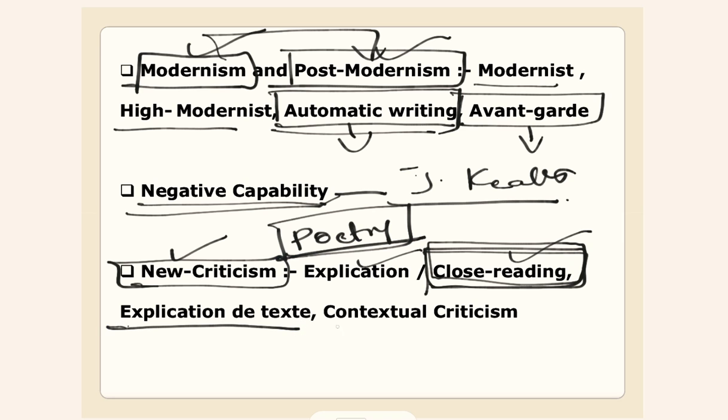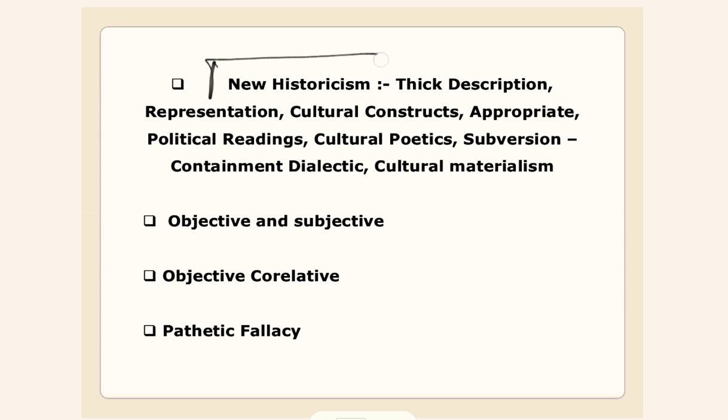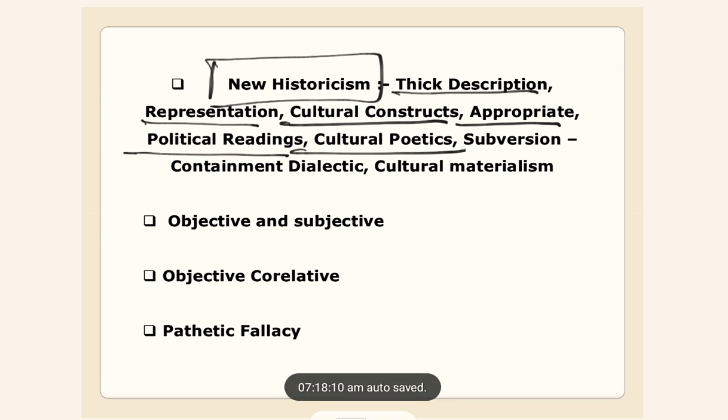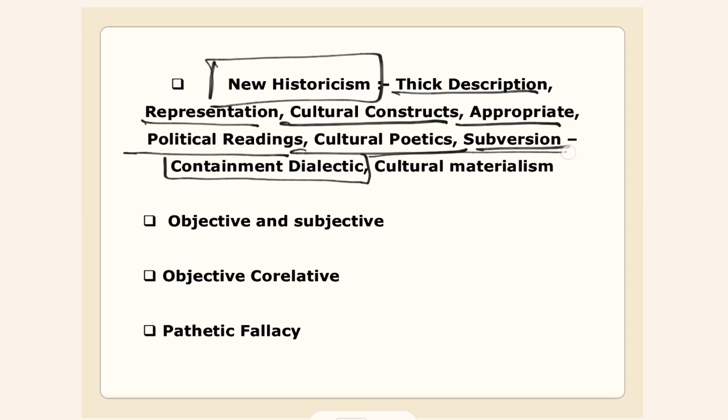Explication, the text, contextual criticism. New historicism. So what is this movement? What are the terms associated with this one? Thick description, representation, cultural constructs, appropriate political readings, cultural poetics, subversion, containment dialectic, cultural materialism. These are terms associated with new historicism. You just need to remember all these terms associated with new historicism.